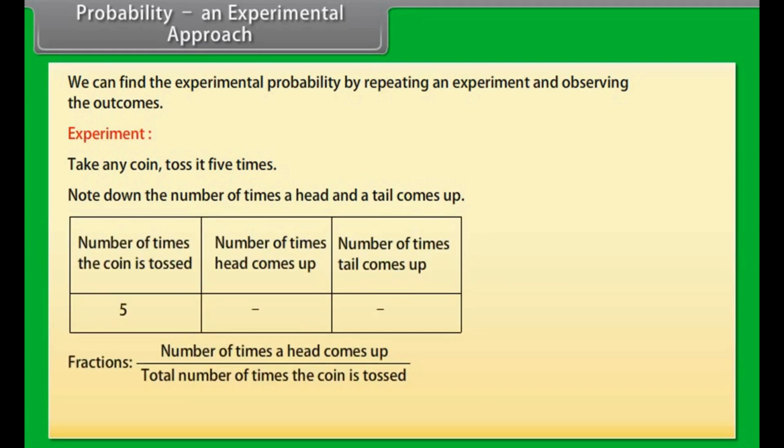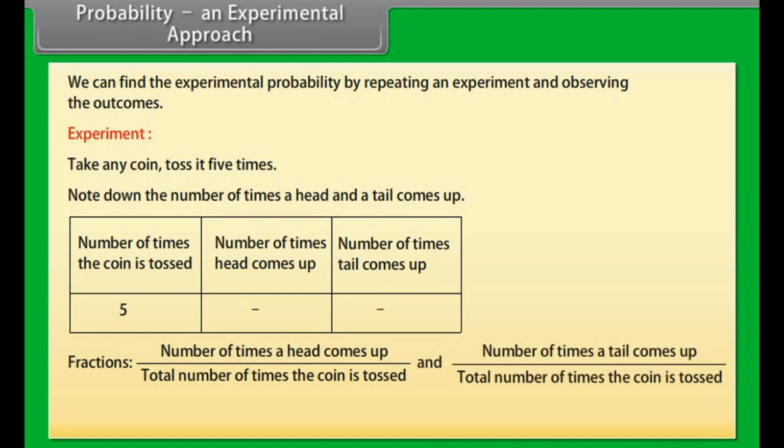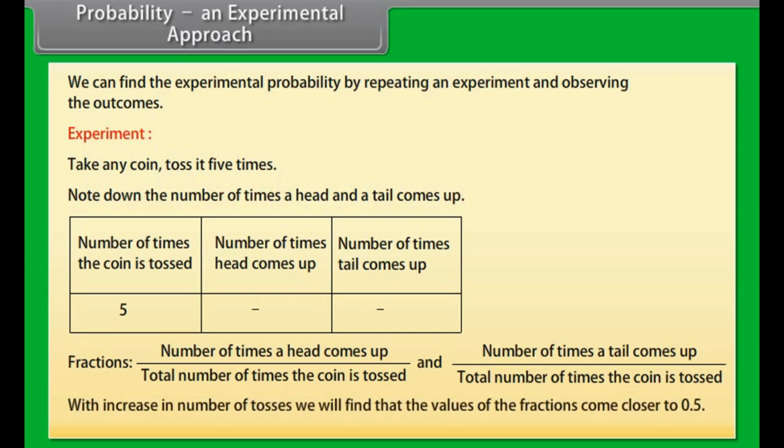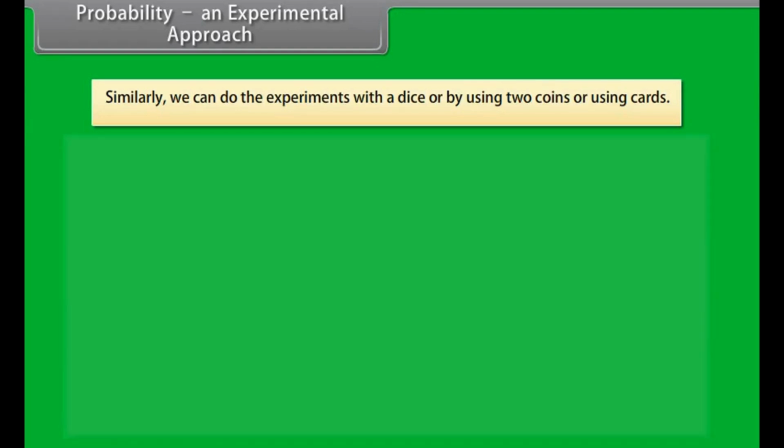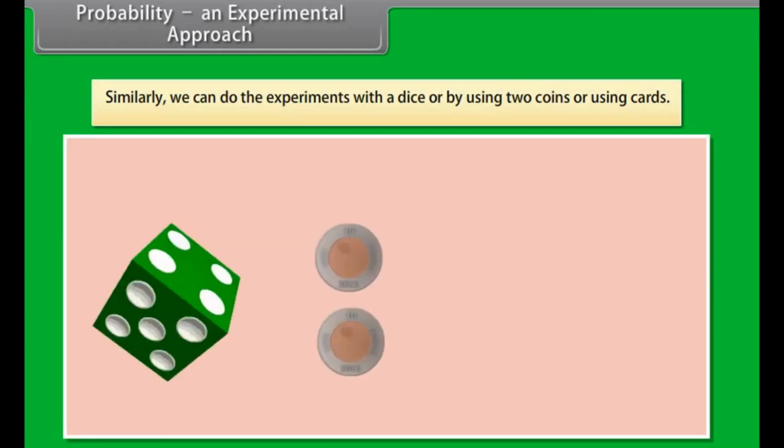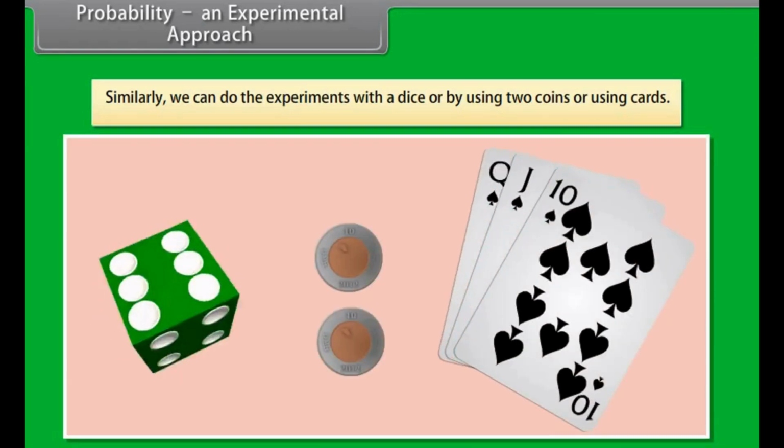Then write the fractions. First one is number of times a head comes up upon total number of times the coin is tossed, and the second one is number of times a tail comes up upon total number of times the coin is tossed. As we increase the number of tosses, we will find that the values of the fractions come closer to 0.5. Similarly, we can do the experiments with a dice or by using 2 coins or using cards.